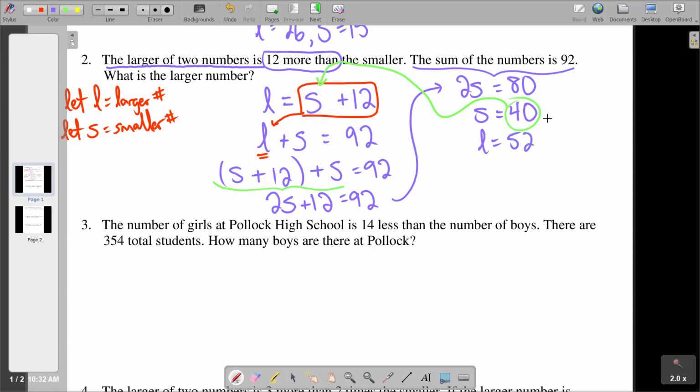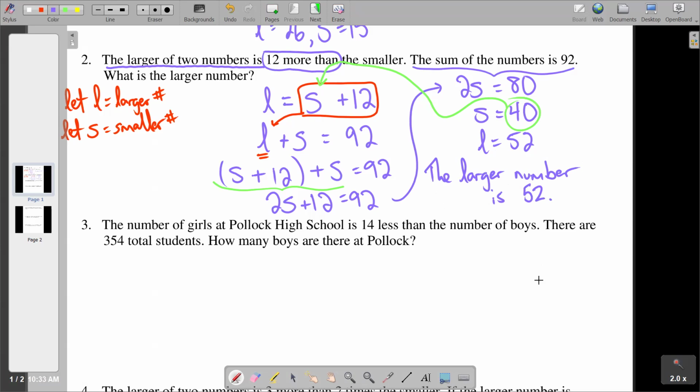Goes back to that idea. If I've got a total of 92 and I've got 40 in one pocket, the other pocket's got to have the other 52, right? Just basic arithmetic. So now we have found what we set out to find. We had to find the smaller number to get there, but that's okay. Now we can write our sentence and say the larger number is 52. Do you have any questions so far?